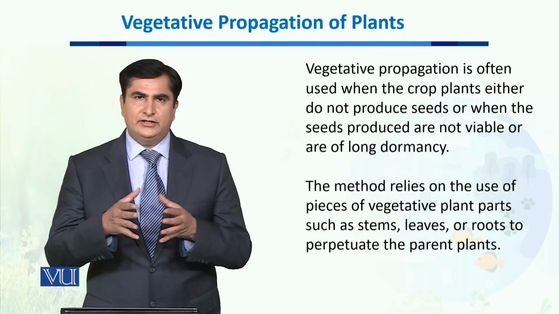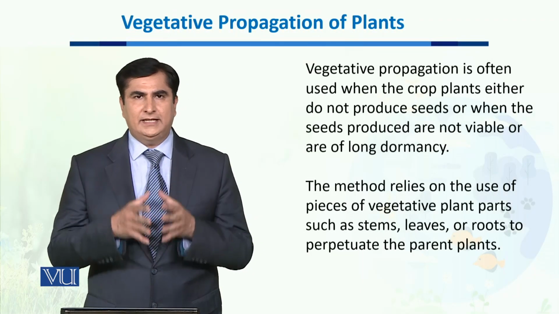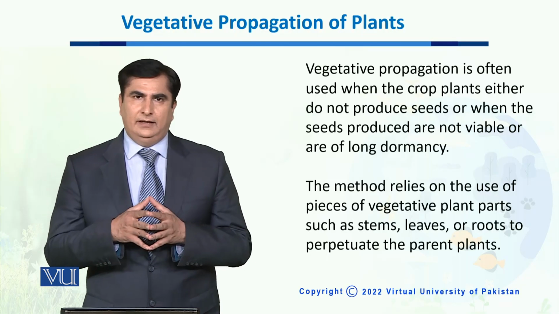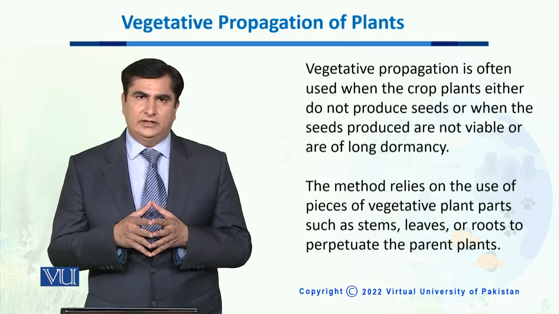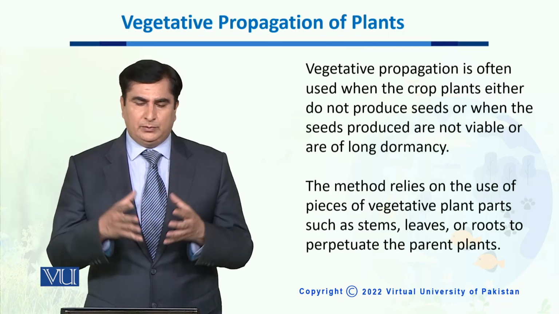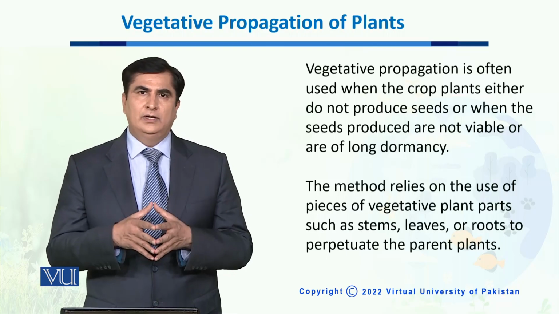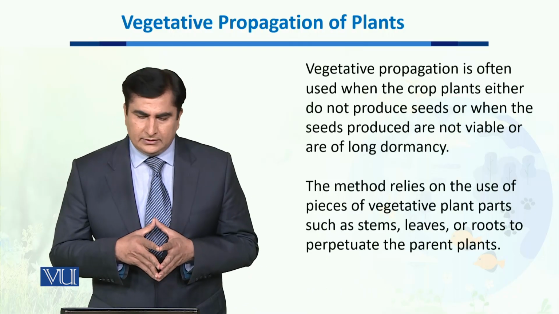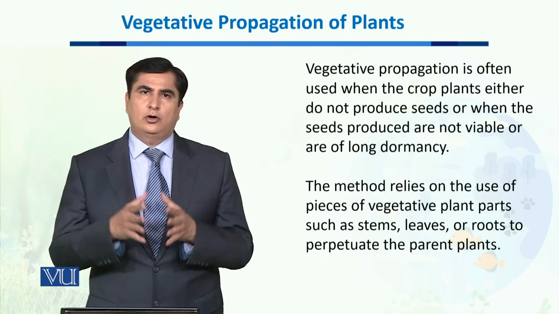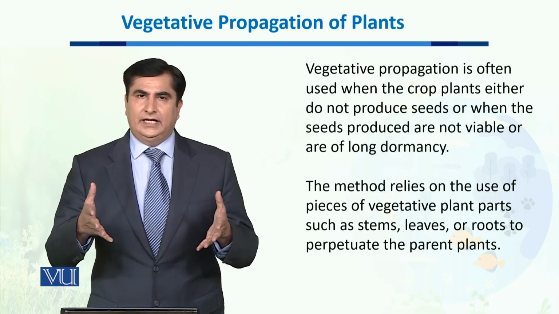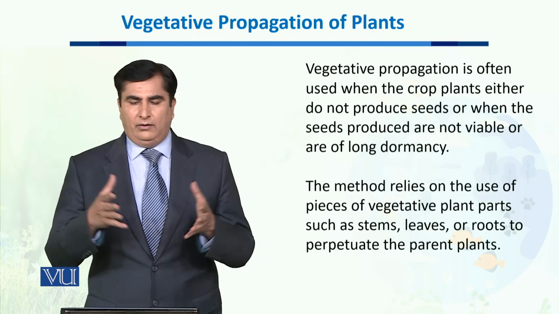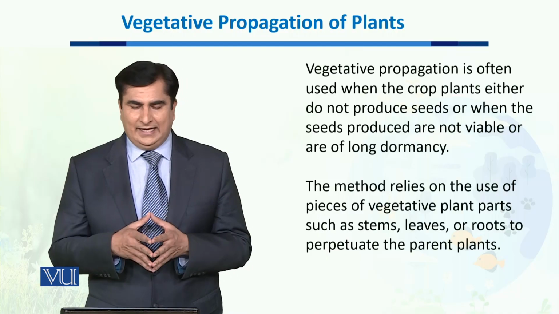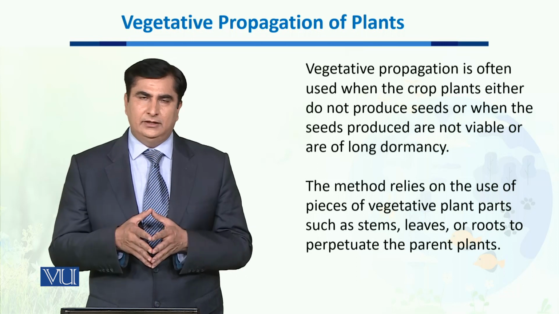Dear students, in this unit we will talk about the vegetative propagation of plants, which means that there is no sexual reproduction involved, and these plants are propagated through asexual means. Vegetative propagation is often used when the crop plants either do not produce seed, or when the seed produced is not viable, or maybe it has very long dormancy.